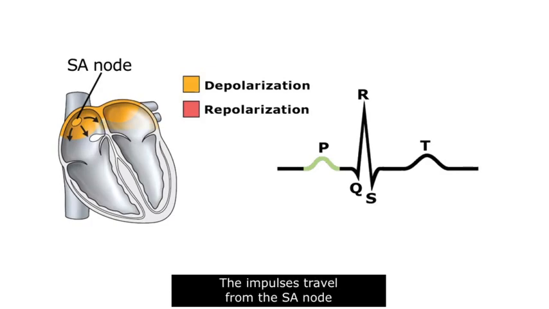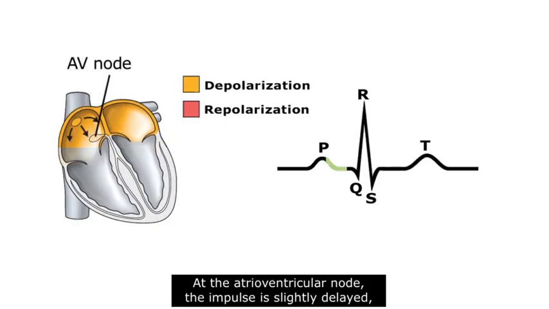The impulses travel from the SA node to the atrioventricular or AV node via the internodal pathway. The AV node is located in the lower interatrial septum in the right atrium. At the atrioventricular node, the impulse is slightly delayed, allowing the atria to completely contract.